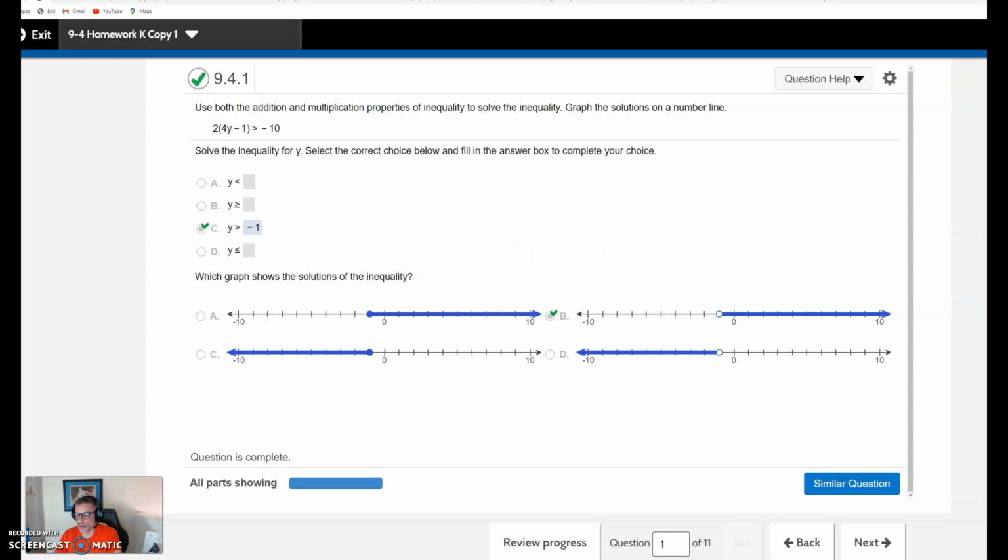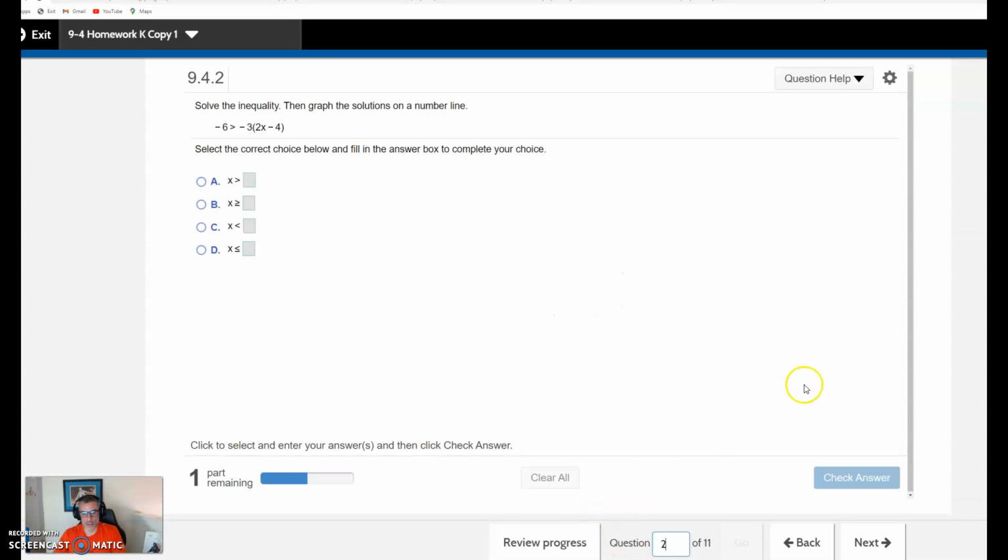Number 2 is a little bit harder than number 1. All right, first thing we do is we rewrite the problem. So on your scratch paper, you are writing down -6 is greater than -3 times the quantity 2x minus 4. Okay, we have to distribute here. So I'm going to start by, I've got my -6 here. All right, -3 times 2x.